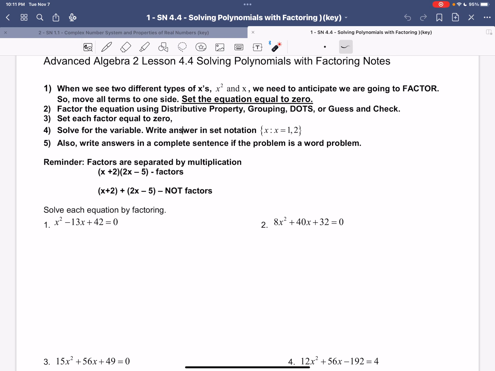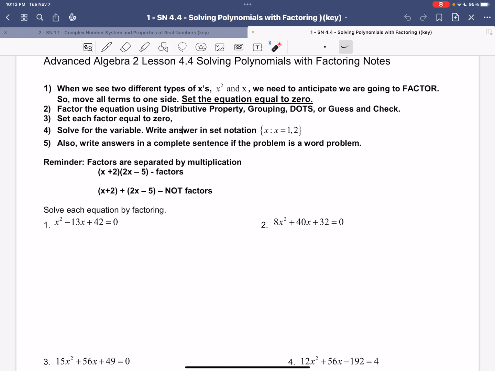So looking up here at the top in step 1, it says that if we see different forms of x, where one will have a square and one will have an exponent of 1, if we see that in the problem, then we're going to need to factor. So in order to factor with an x squared, we need to set the equation equal to 0. If we look at example number 1, it is already set equal to 0. Step 2 is now to factor the equation. So remember, in step 2, we're factoring.